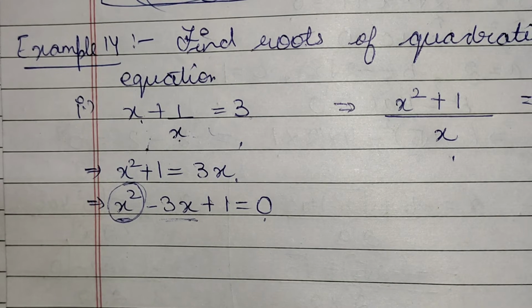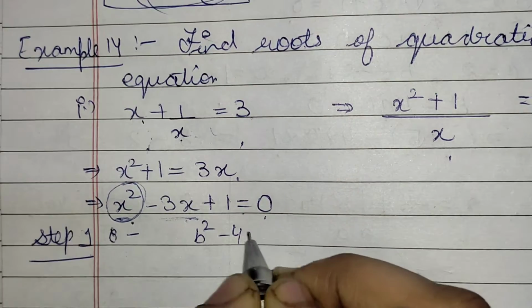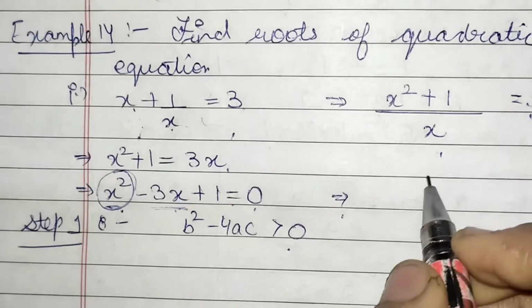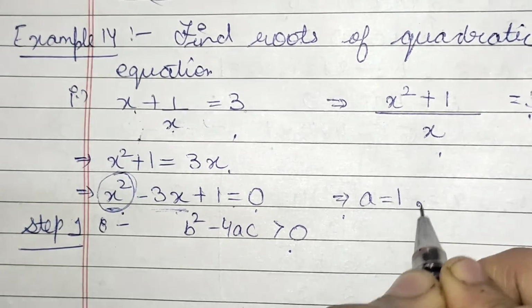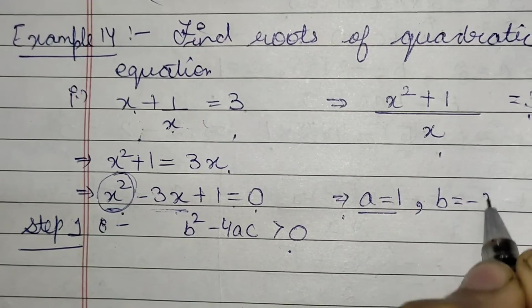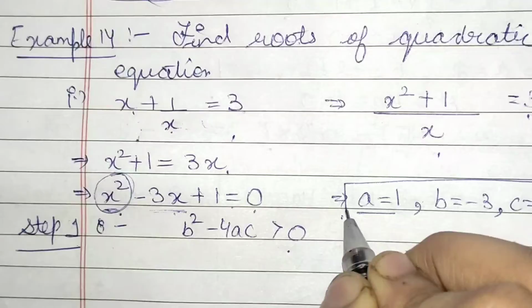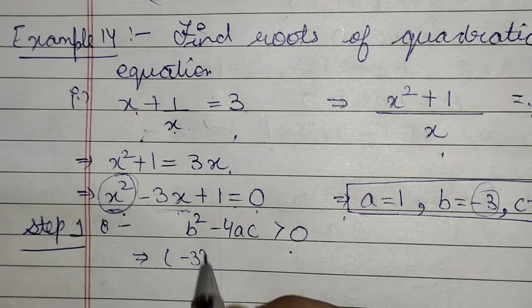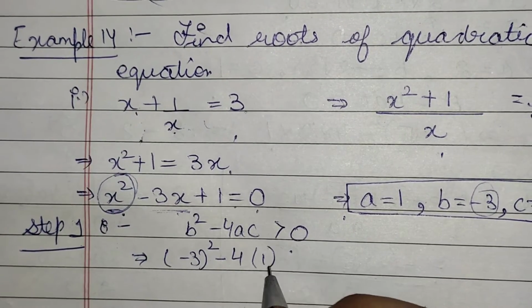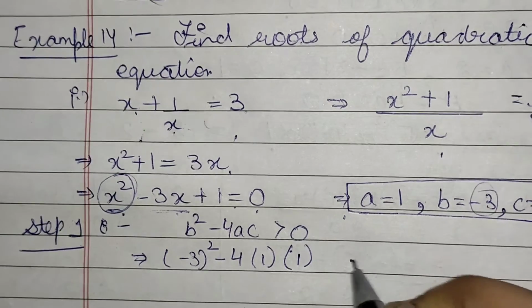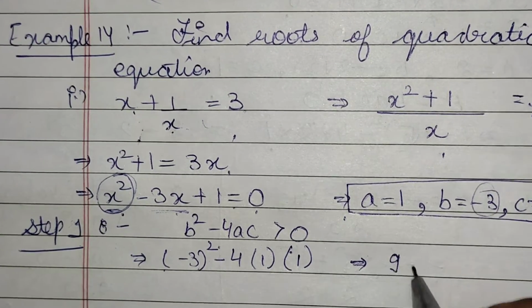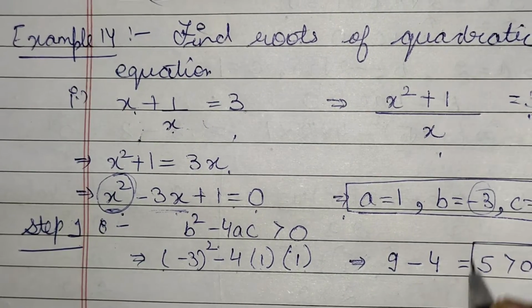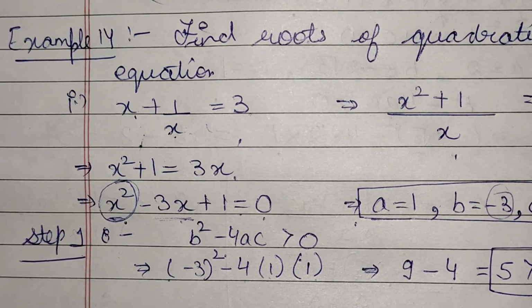Again the same steps you have to follow. What are the steps? First find out whether b square minus 4ac is greater than 0 or not. When you compare this equation with the standard form, what will you get? a is equal to 1, b is equal to minus 3 and c is equal to 1. So b square is minus 3 square, minus 4 into a, which is 1, and c, which is 1. That means minus 3 square is 9 and minus 4, which will come out to be 5, which is greater than 0.